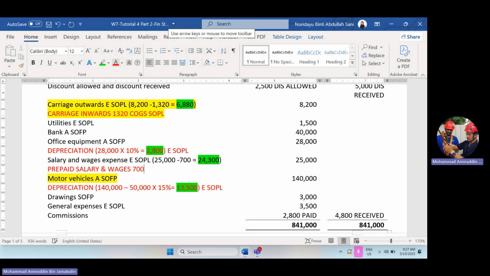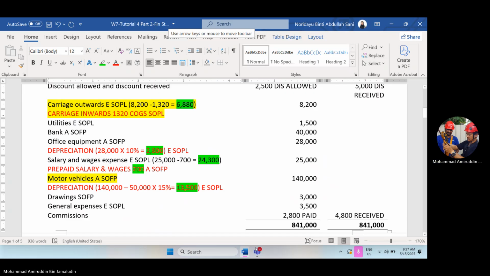How much? 700. Not 25,000, not 24,300. How much you already paid in advance? Okay, how much salary that you paid in advance? That's it. That one is your asset, current asset. Okay, one SOPL, this one we charge to SOPL, and then another charge go to SOFP.